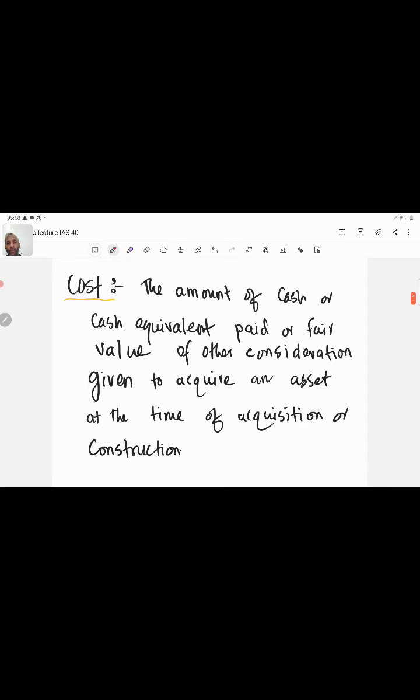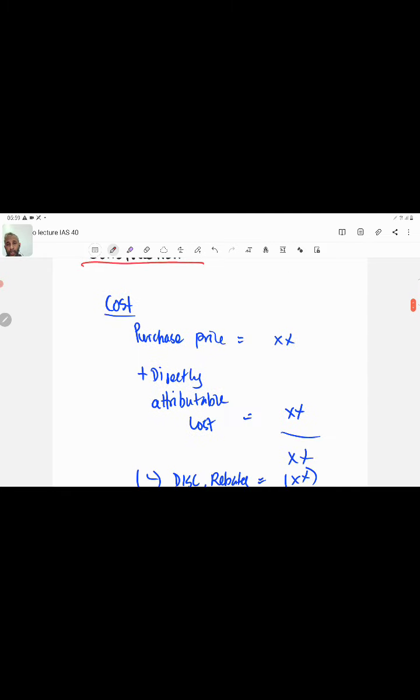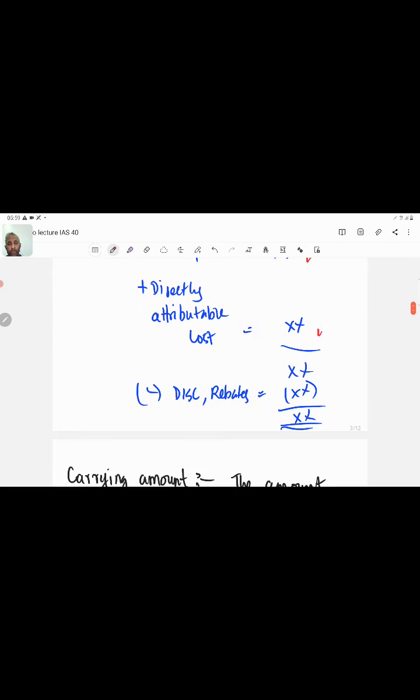And then we have cost: the amount of cash or cash equivalent paid, or the fair value of other consideration given to acquire an asset at the time of acquisition or construction. So this is what the cost is. We can arrive at the cost by an equation: the purchase price and directly attributable costs, that are any expenses required to bring a given asset to its intended location and workable condition, minus discounts, rebates, subsidies and so on. So this net amount will be the cost.